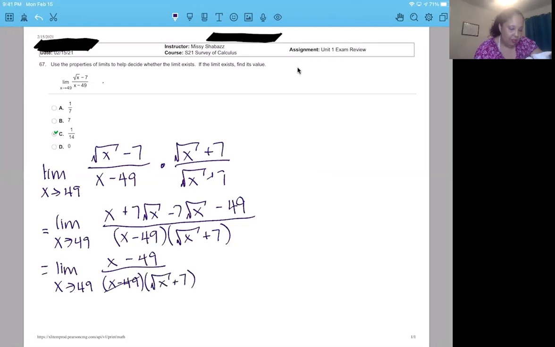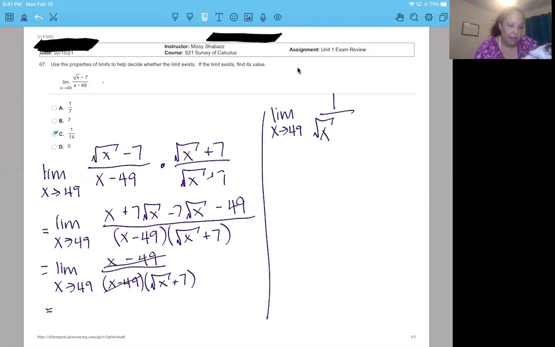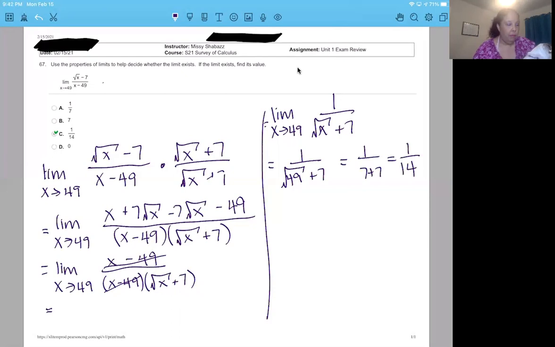So now I can cancel my x minus 49. And what I'm left with is 1 over the square root of x plus 7. All right, and now I can plug in. So I have 1 over the square root of 49 plus 7. Well, the square root of 49 is 7, so I get a 1 over 7 plus 7, which is 1 over 14. And that's my limit.